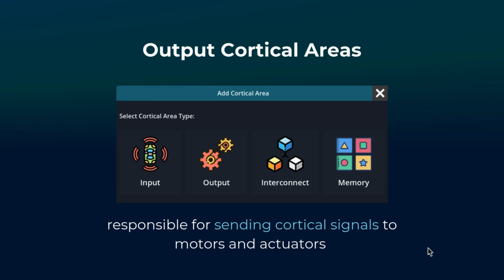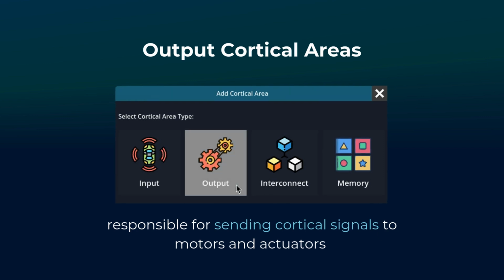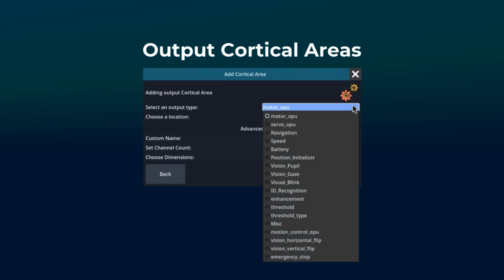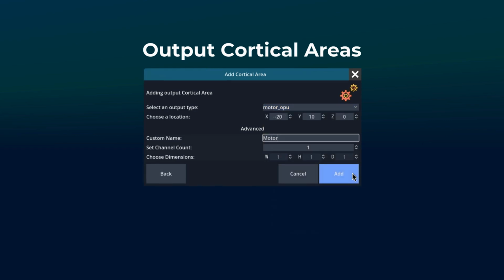On the other hand, if you want a cortical area responsible for sending cortical signals to motors and actuators, select Output. Once again, we'll discuss these different output types later. Similarly, customize its location and press Add.